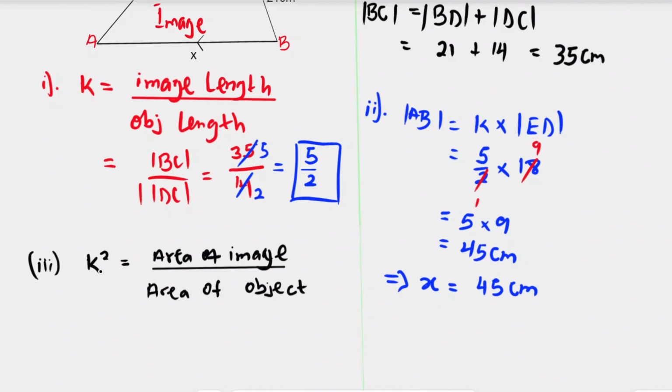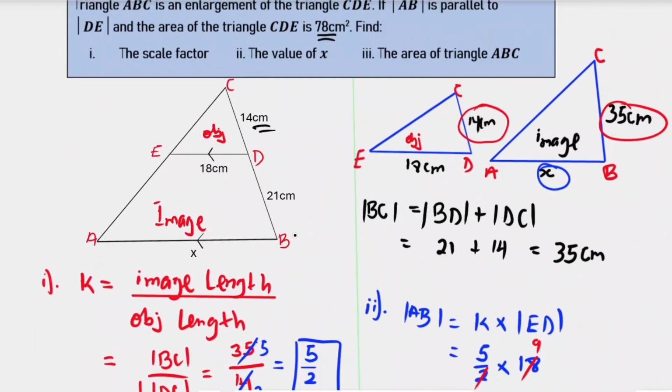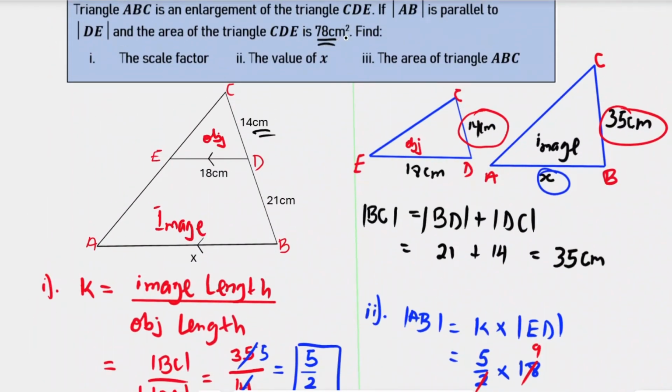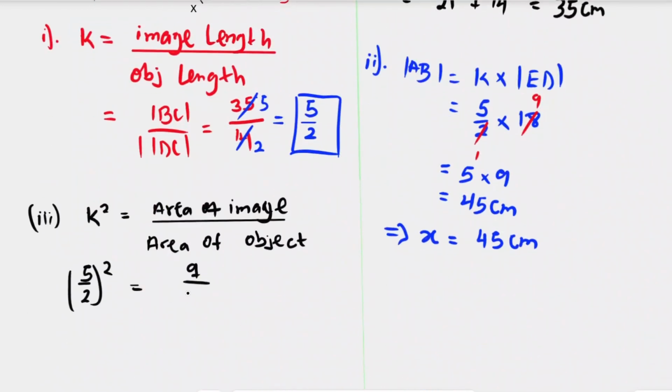Now let's do substitutions. We know that k, which is the scale factor, is 5 on 2. So you're going to get 5 on 2 here. Remember, we are squaring that, so we have it squared, equal to this one. Now the area of image is what we are looking for. We can use a letter to represent that, so let me use the letter K for that, out of the area of object, which was given in the question to be 78 centimeters squared. That's the area of the object. The object is CDE, so we just have to replace that here. So you have 78 centimeters squared here, which is just 78.